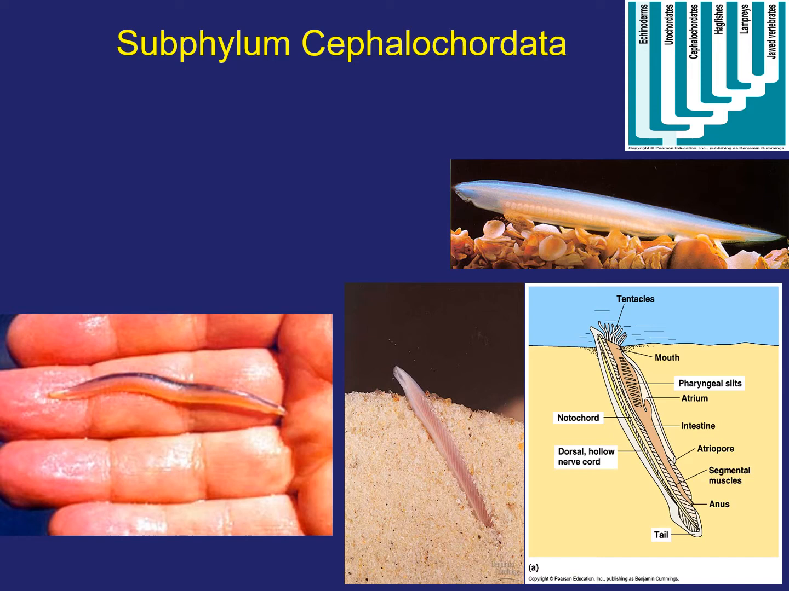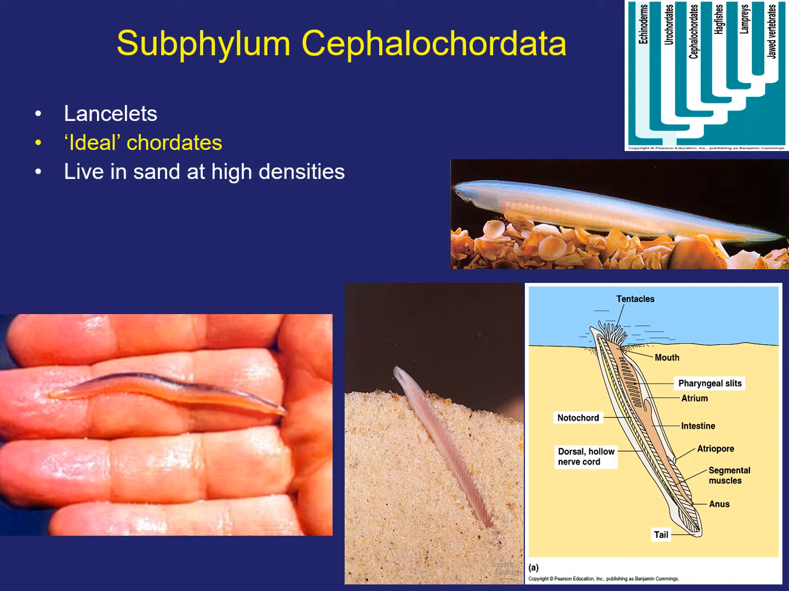They have blocks of muscle that allow the tail and the body to wave side to side like an eel, and they can swim, although most of the time they're going to be embedded in the sand and filter feeding. They're also known as lancelets. They're the ideal chordate. Basically, they look exactly like what we think the ancestral chordate looked like. They live in sand, as mentioned, at very high densities.